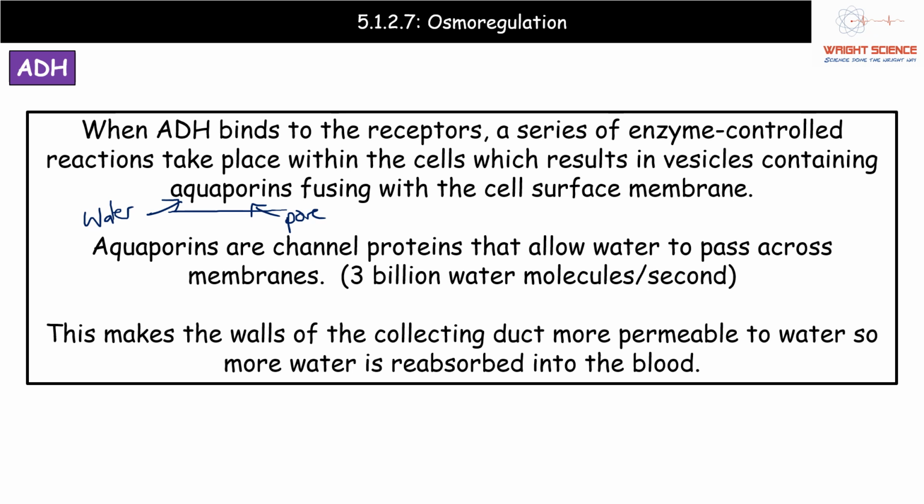You can see I've given you a number here. You don't need to memorize it. 3 billion water molecules per second. So an incredibly effective way of shifting water from one side to the other side of the membrane. So what we're seeing here then is, because we've had that ADH lead to this vesicle being released, the aquaporins fusing with the cell surface membrane, we've got a more permeable collecting duct wall. As a result of that, more water is going to move from the collecting ducts into the blood capillaries and therefore be reabsorbed into the blood.